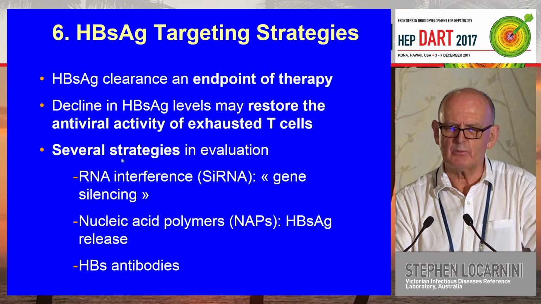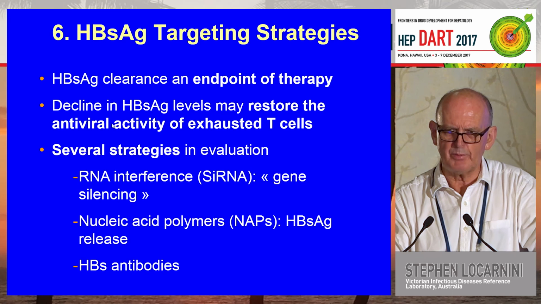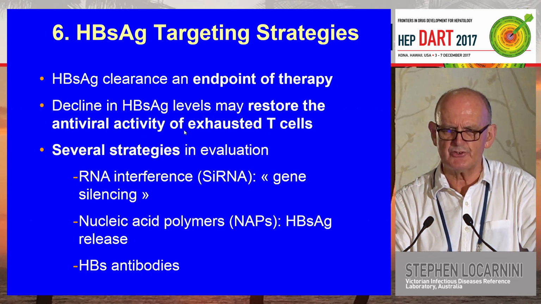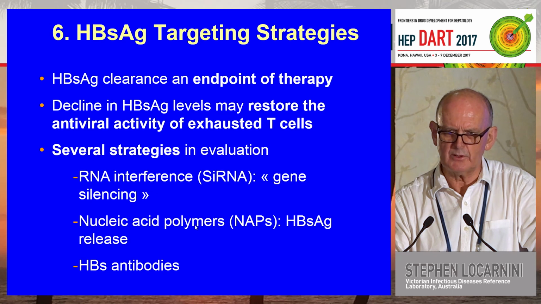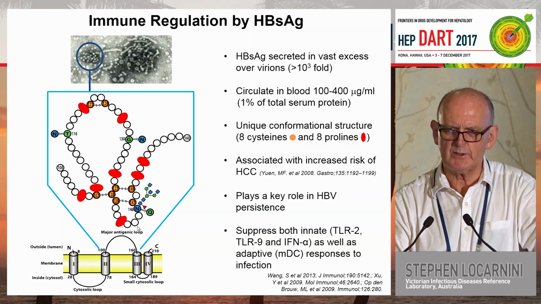So my last targeting strategy will be surface antigen. Hepatitis B surface antigen clearance is an endpoint of therapy, and as we've discussed, decline in these surface antigen levels has been proposed by a number of individuals as an important immunological reconstitution step. Is it involved in exhaustion? Several strategies have been in evaluation. We've just discussed the RNAi story. We will hear from the nucleic acid polymers, and I think antibodies also may have a role.